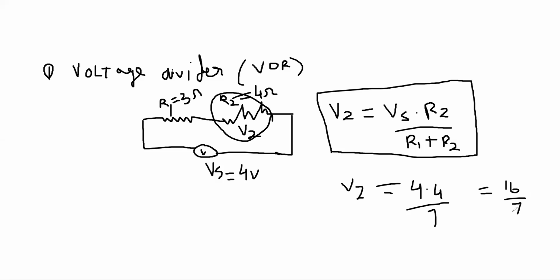So this is how we are finding the voltage across a resistor which is in series. You have to keep this formula in your mind whenever you find resistors in series, and if you want to find the voltage across any one of the resistors, you will use this formula and you will get the required voltage. So we can go now to another formula, that is CDR, the current division rule.